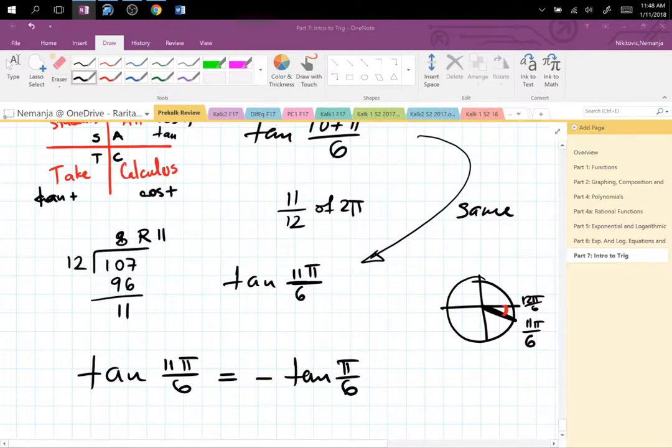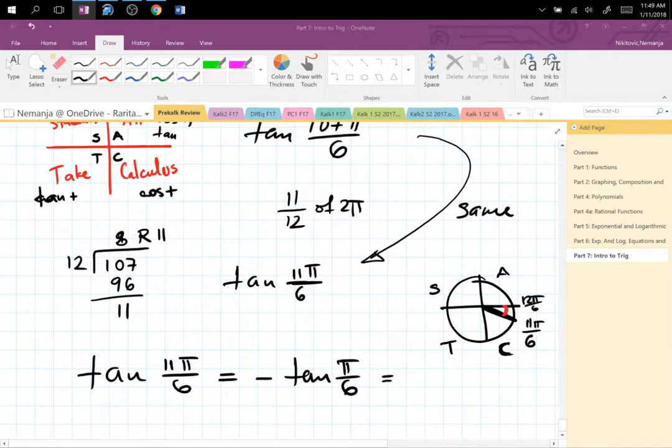All students take calculus. Tangent is negative in the fourth quadrant, and your angle is in the fourth quadrant. The 11 pi over 6 is in the fourth quadrant. 7 pi over 6 is in the third quadrant. Pi over 6 and pi over 3 are in the first quadrant. So it's going to land in one of the four quadrants. So negative tangent pi over 6.